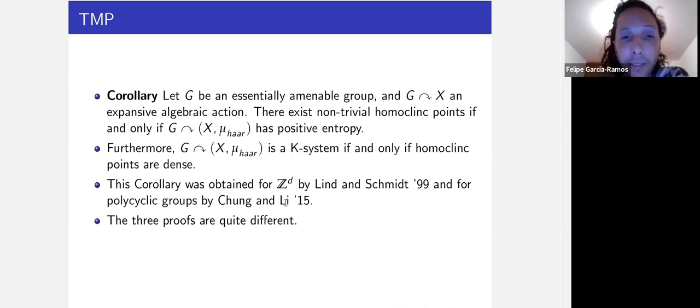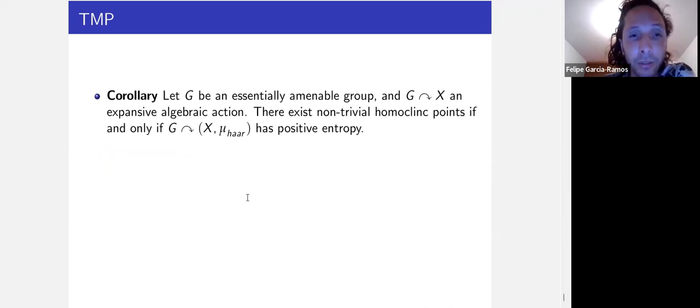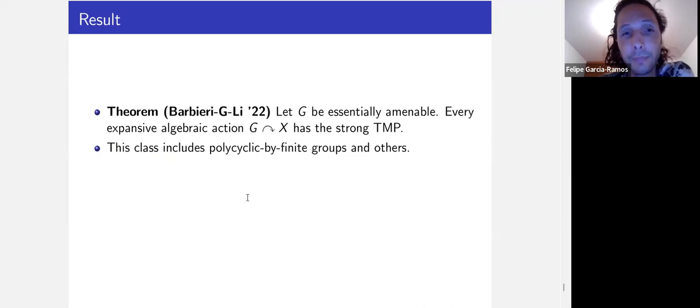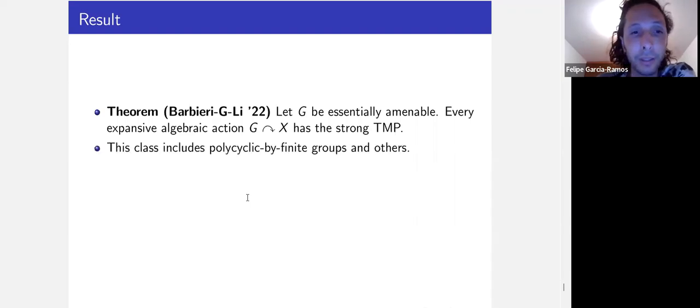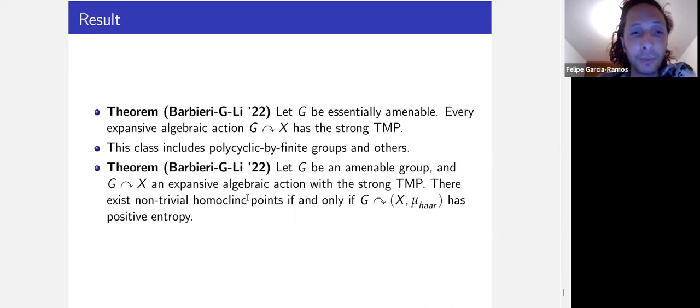So Chung and Lee also prove the result, but they prove it directly, and then they need to use some non-commutative stuff. So actually, their proof is more complicated than Lind-Schmidt, and this new proof is different because it uses this new topological property for the actions.